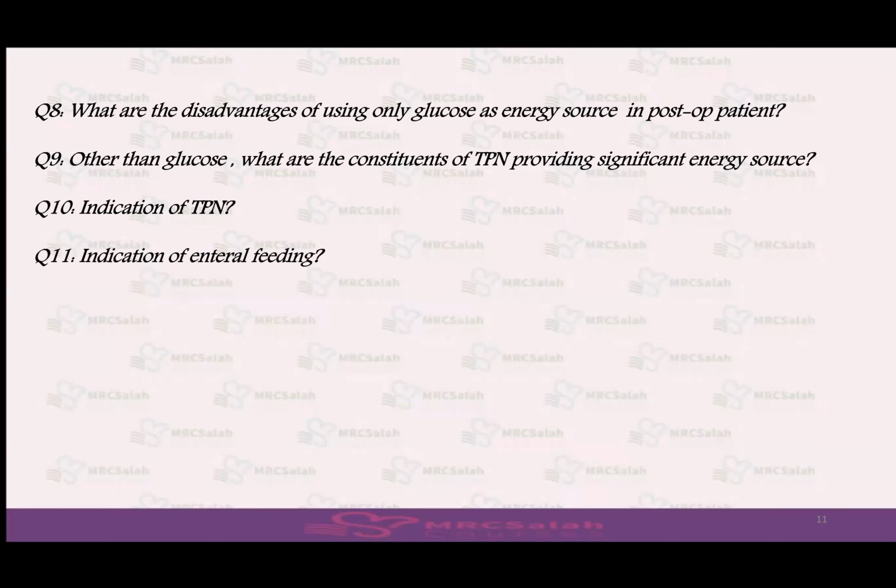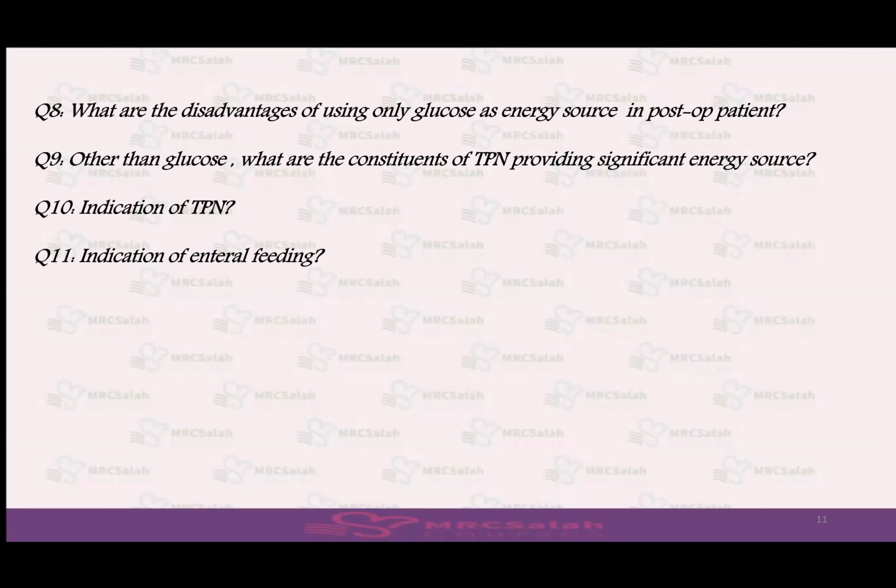And what are the indications of enteral feeding? Generally, I'll probably consider this in terms of the types of enteral feeding. So we have NG tube. If you have a patient with low conscious level, and you want to prevent the risk of aspiration pneumonia, then you give them an NG tube.